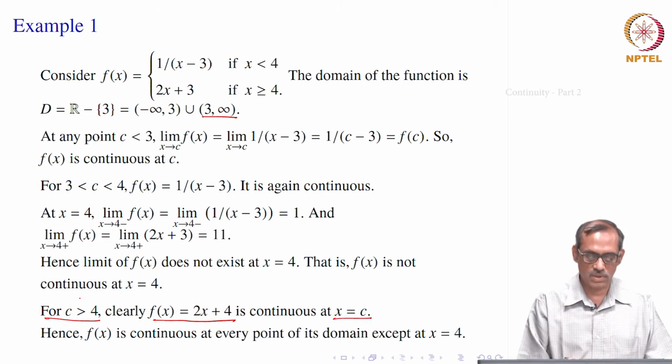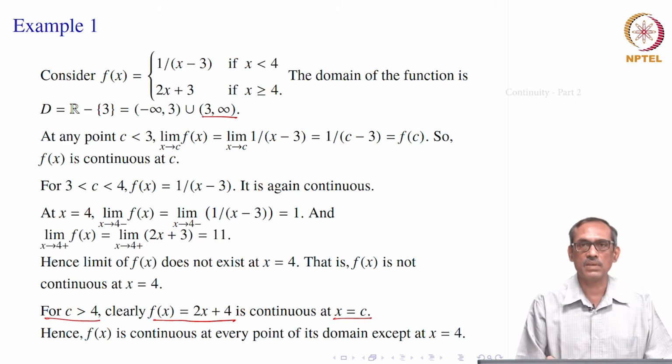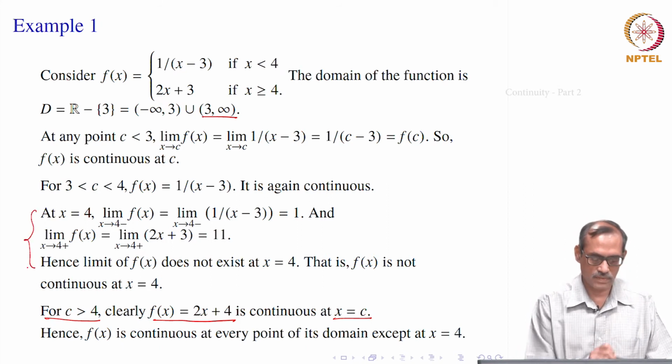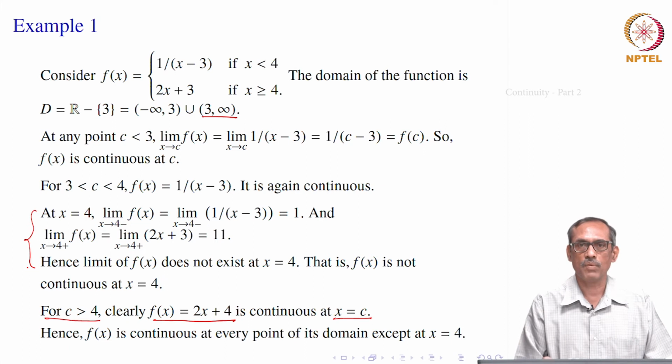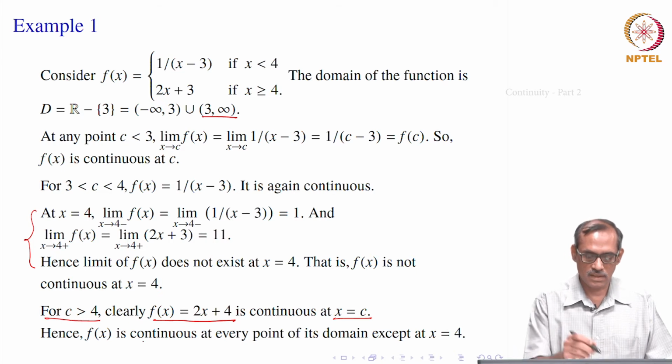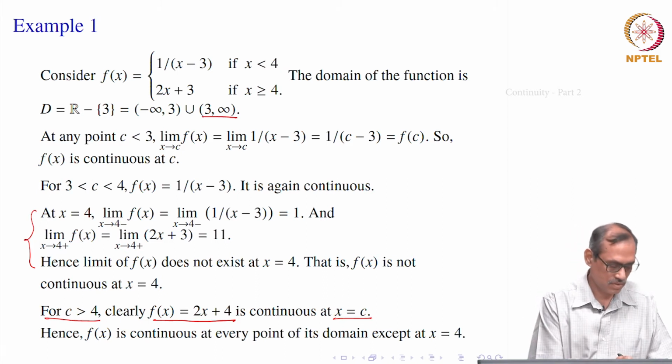So, in summary, what we see here is that f(x) is continuous at every point of its domain except at x equal to 4, where the limit of the function does not exist. Is that clear? I think this is an exhaustive example which gives all kinds of things possible here. Okay, let us go to the second example.